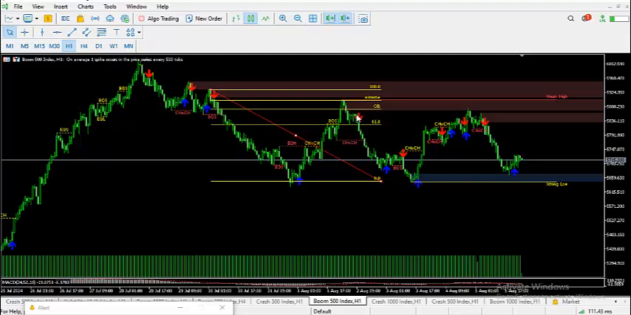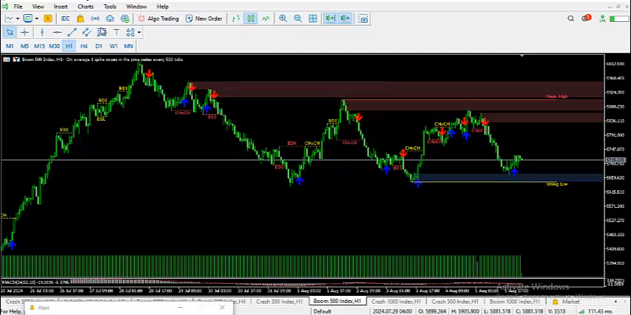price fell from here, and we have this indicator telling us to sell, and of course we sold. So majorly, if you are afraid of taking entry, you can use this indicator to take your entry.